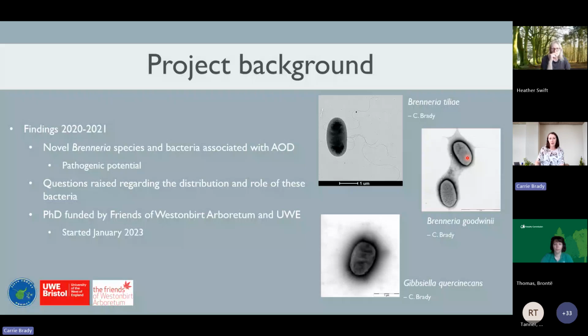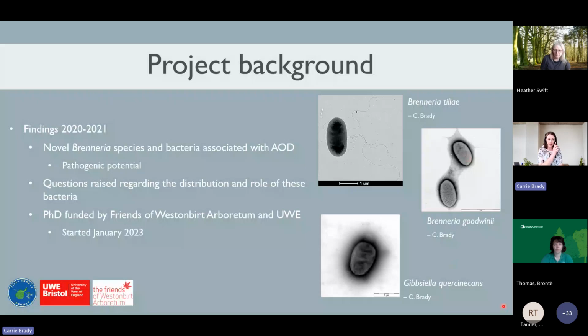And the results from that master's project revealed that we'd actually isolated a novel Brunneria species, which we formally described as Brunneria tiliae, but we also found and isolated strains of the bacteria associated with acute oak decline, Brunneria goodwinii and Gibsiella quercinecans. Brunneria is a bacterial genus of woody pathogens that are known to cause disease on several different trees, like walnut, willow, and alder.